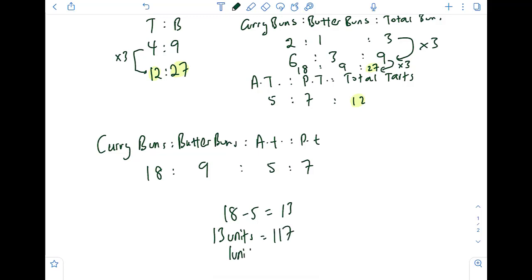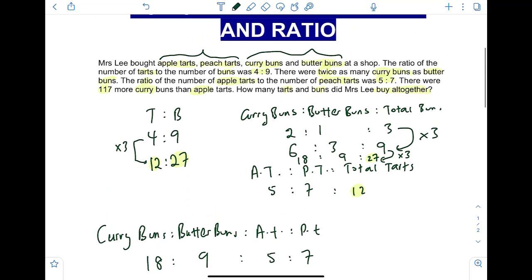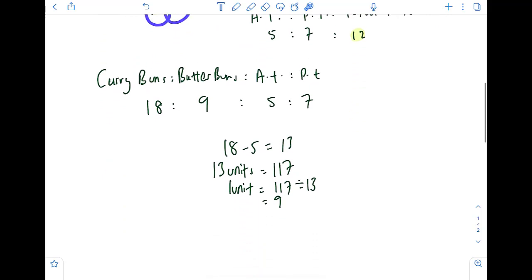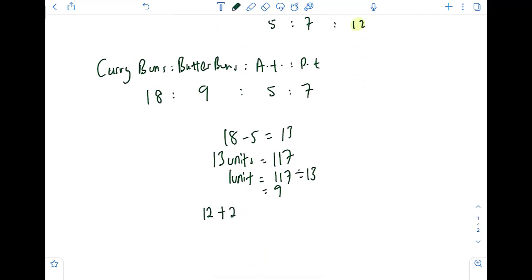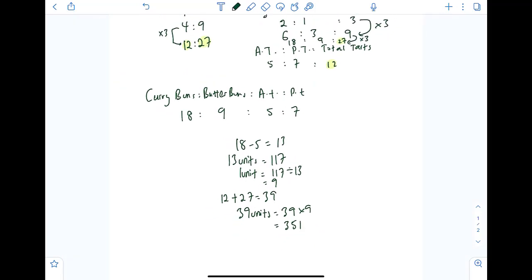We find 1 unit. 117 divided by 13, 9 items. Okay, the question is how many tarts and buns did he buy all together? So that would be 12 plus 27, that will be 39. So 39 units will be equal to 39 times 9. And that will give us a final answer of 351 tarts and buns bought all together.